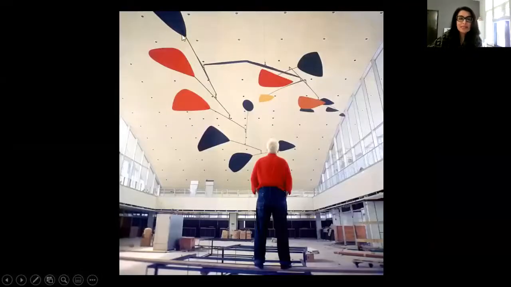Now this is the size of his mobiles. Not all of them are so humongous, but he made such huge mobiles. Now you can see in proportion to him standing at a bench in a room, and this is a huge hall. It's extremely huge, and that's the size of his mobile. All made out of wires and steel.